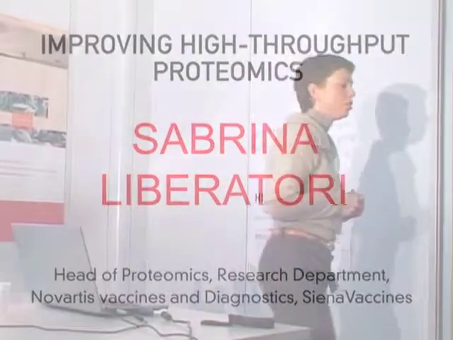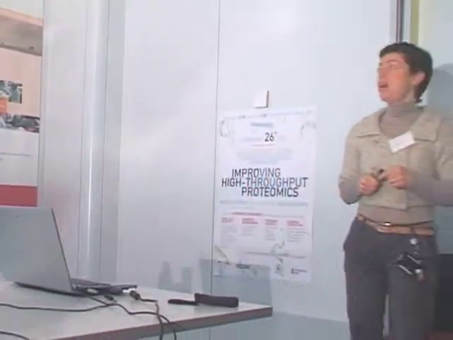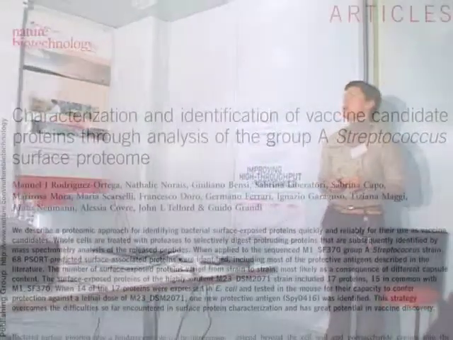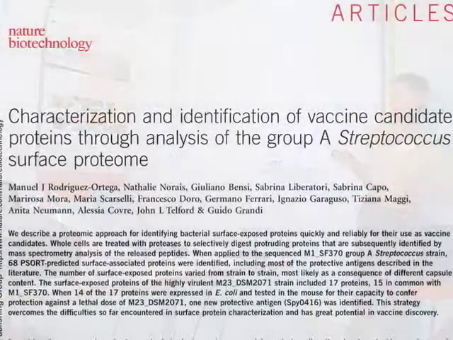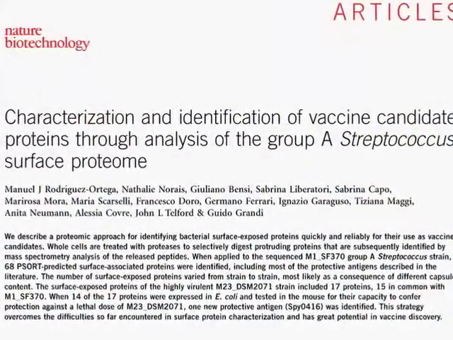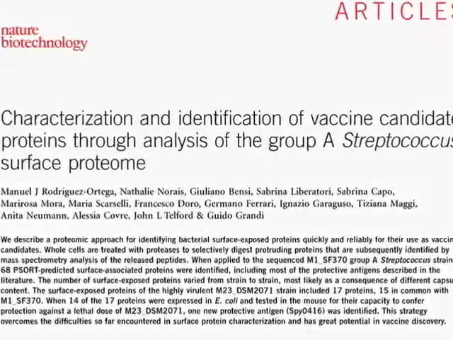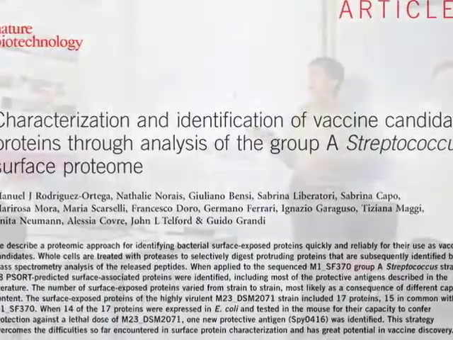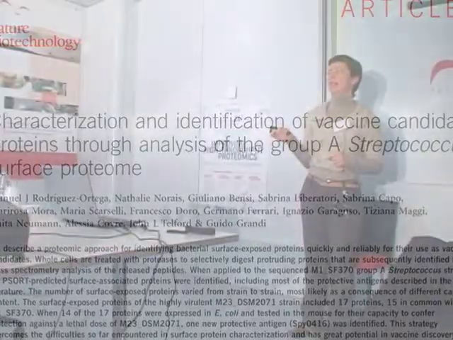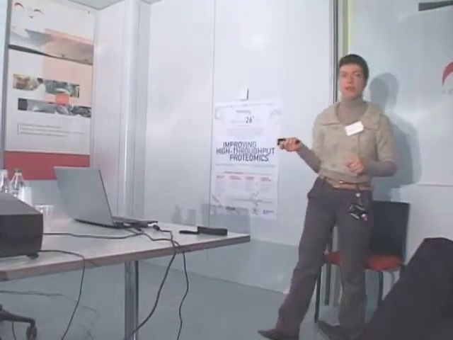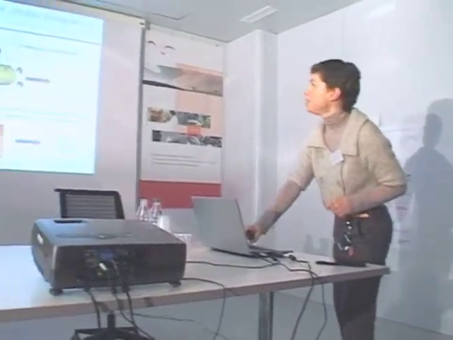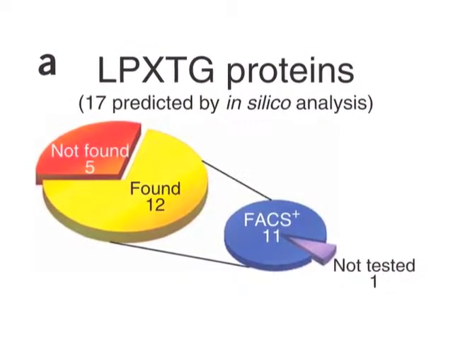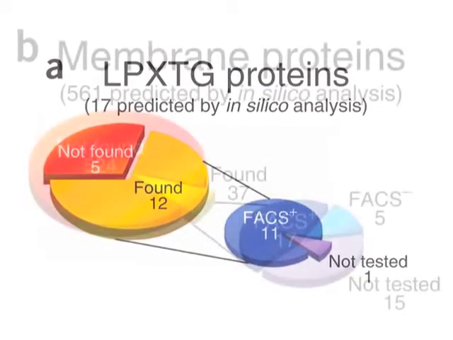Answer this question using proteomics. Proteomics in vaccine research has been successful in identifying new vaccine candidates, and this is one paper that was published in 2006 reporting the identification of a new vaccine candidate for group A streptococcus. In this paper, a new technology was described that is proteomics and mass spectrometry based.